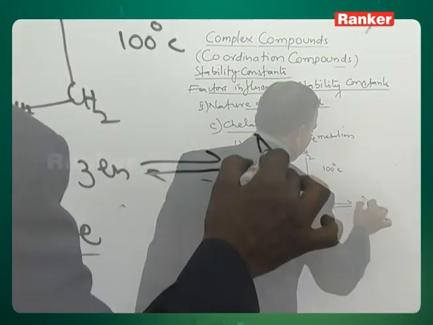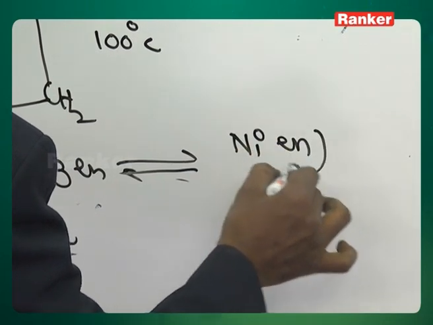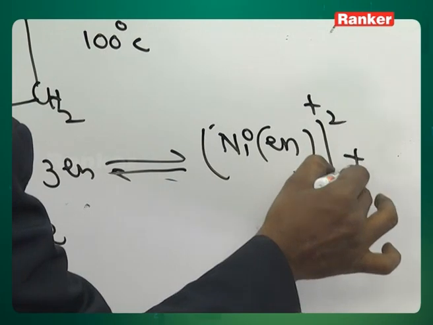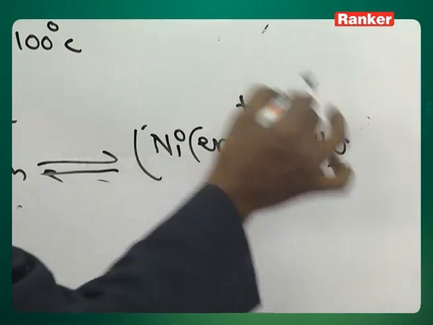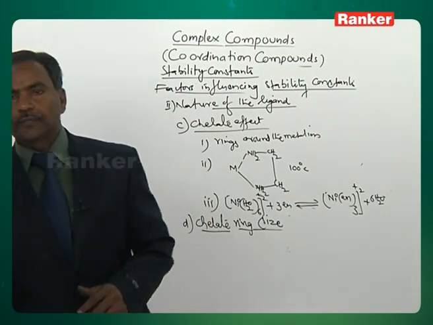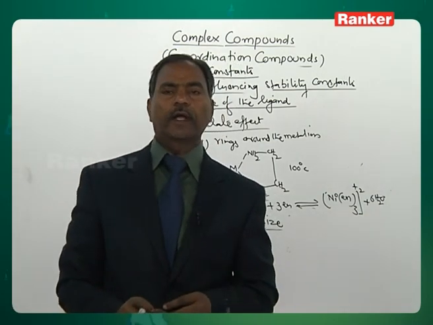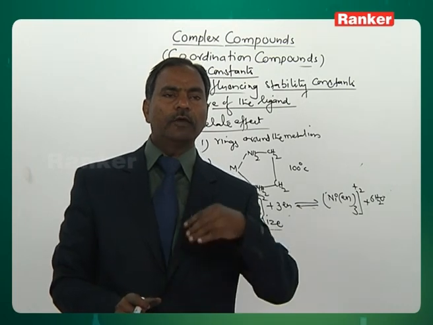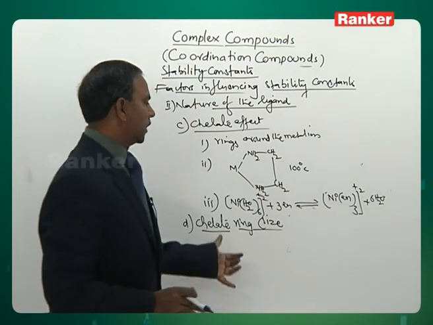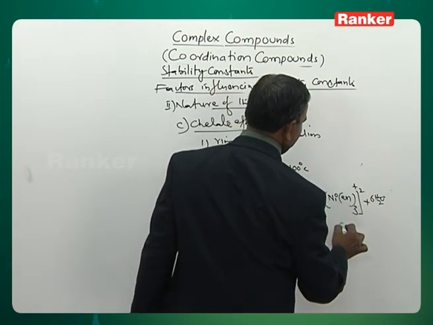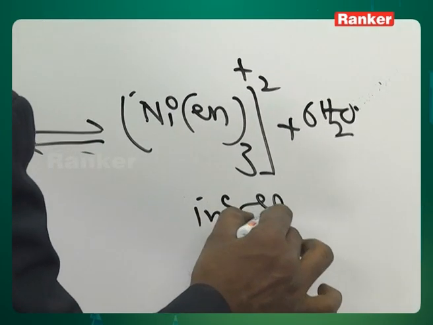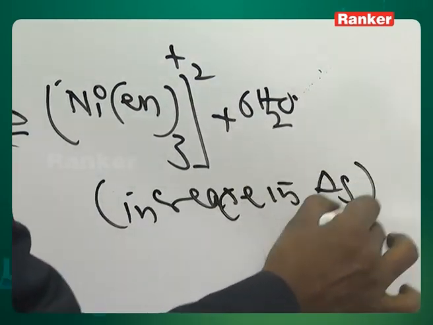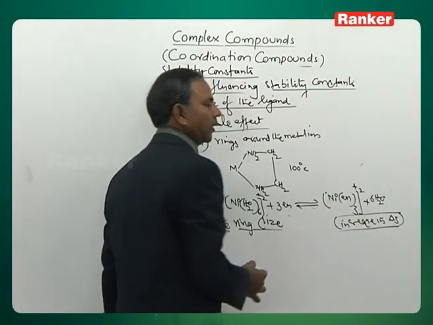in the direction of formation of the complex, whenever a complex with chelate ligands is produced, there will be an increase in entropy. Delta S is increasing here. There will be an increase in entropy.